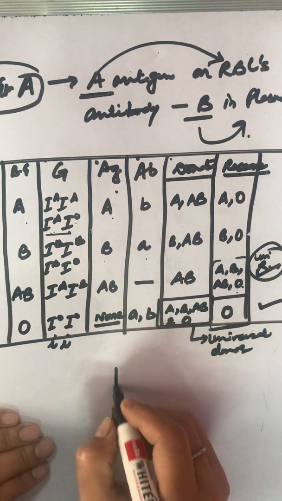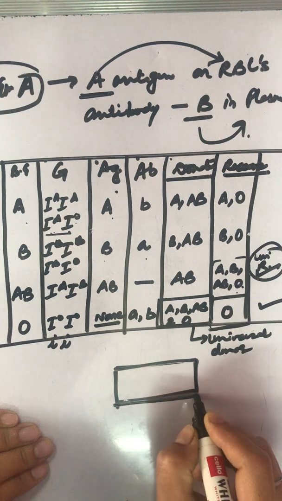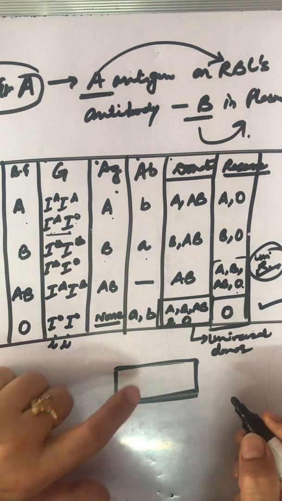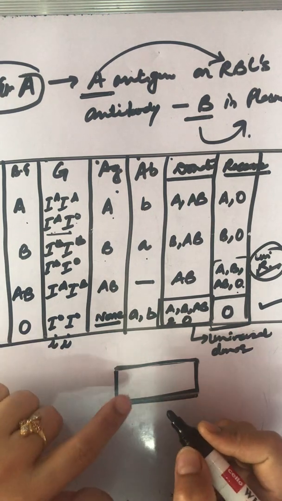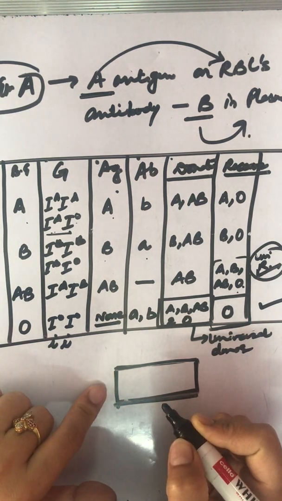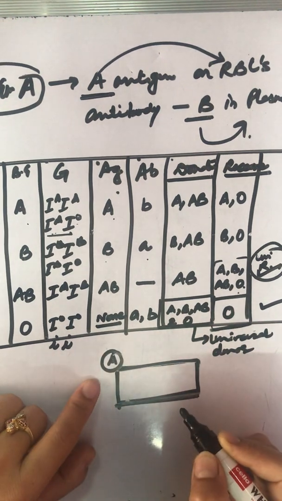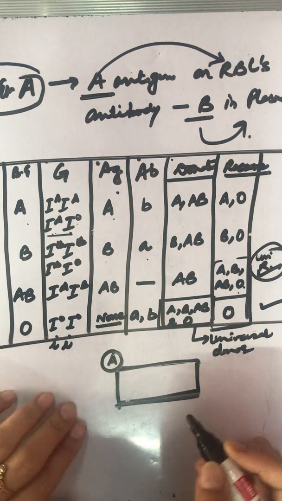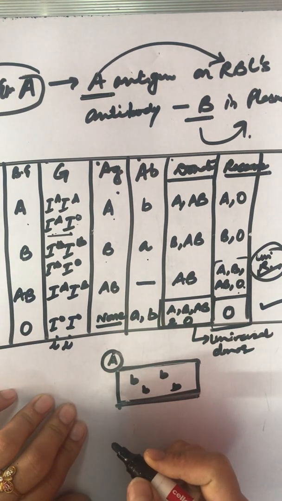Imagine your body is a storehouse of a particular blood group. We are taking an example, supposing A. This means if this is a patient's body having blood group A, antigen A on RBCs, then the antibodies would be B in the plasma, right?